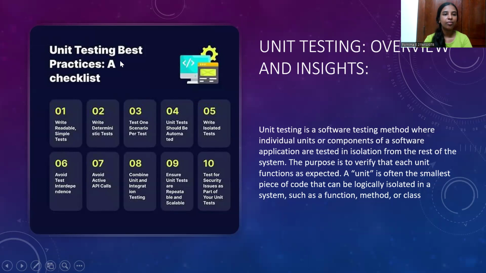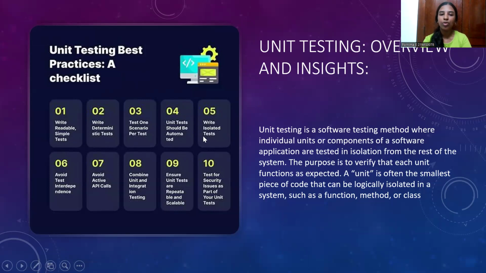And unit testing best practices, a checklist. For example, if I describe this illustration, you could understand it. There are 10 steps for how we can perform unit testing. First we have to write a readable, simple test, what should be done, and write a deterministic test, and test one scenario per test. For example, if you are a software developer performing unit testing for your project, test one scenario that we can implement in the project.